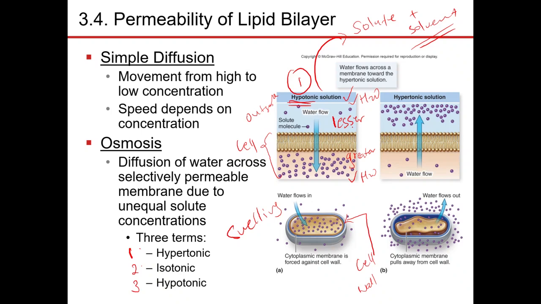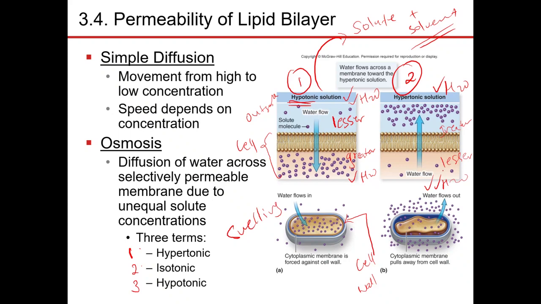Now, the second situation is if you were to put the cell in a hypertonic solution. If you count the number of circles outside, you have a greater number of dissolved substances outside than inside. So what about the amount of water? If you have a lot of dissolved substances outside, that means the amount of water is lesser outside than the amount of water inside.